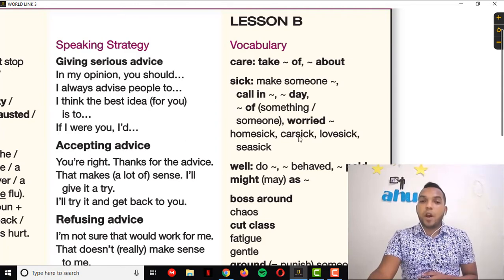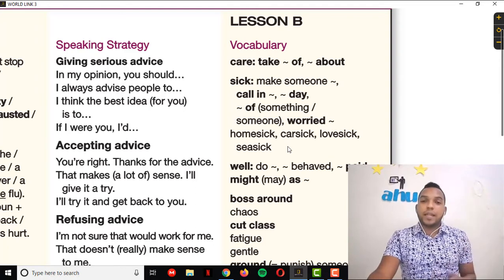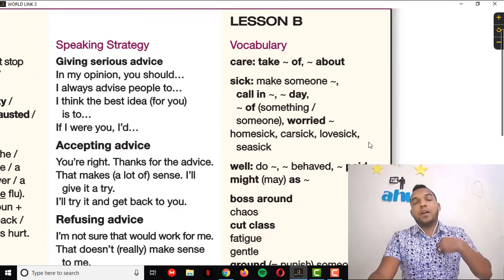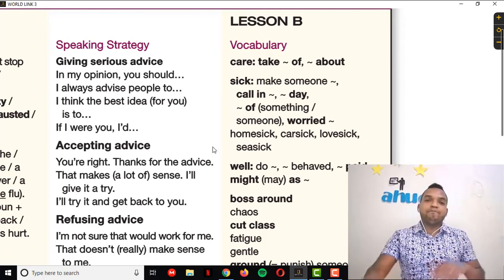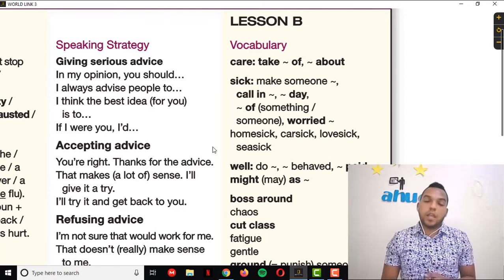The other one is car sick. The people who get in the car, they take a taxi and they get sick, for example, they get dizzy and they want to throw up. That's something that happens. The same in the bus. We used to see more of this in the bus. Love sick, of course, is when you're sick of love, you had a broken heart, so you are love sick.